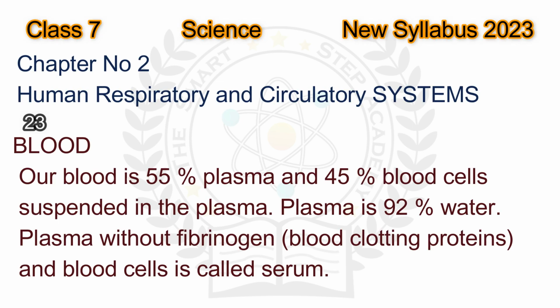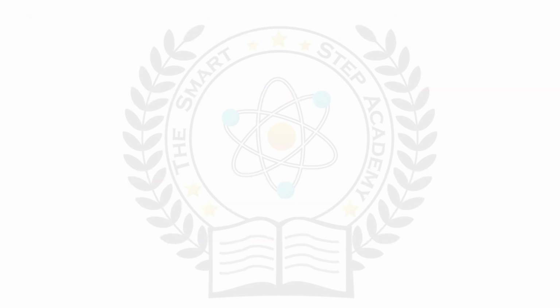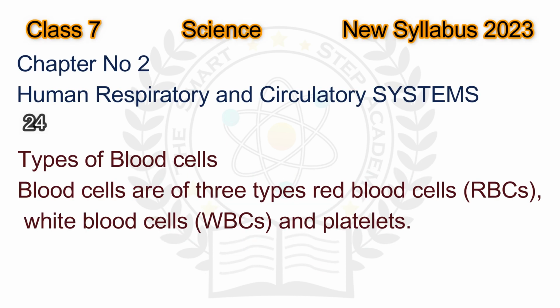Blood. Our blood is 55% plasma and 45% blood cells suspended in the plasma. Plasma is 92% water. Plasma without fibrinogen and blood cells is called serum. Blood cells. Blood cells are of 3 types: red blood cells, white blood cells, and platelets.